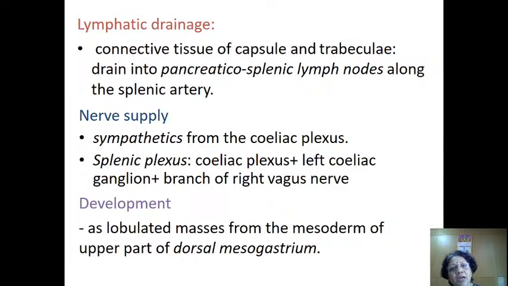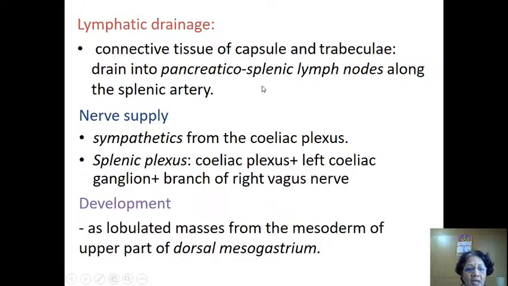Lymphatic drainage. Now the spleen itself we know is a lymphoid organ. So why would a lymphoid organ drain itself? It would, because it has its own parenchyma and connective tissue, trabeculae. The connective tissue of the capsule and trabeculae is drained by pancreaticosplenic lymph nodes along the splenic artery.